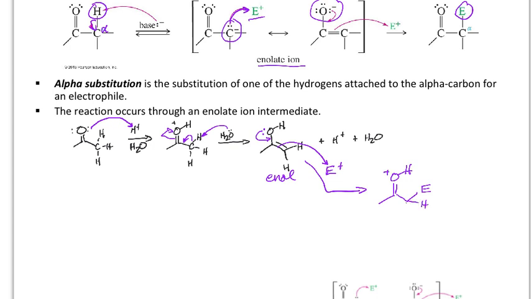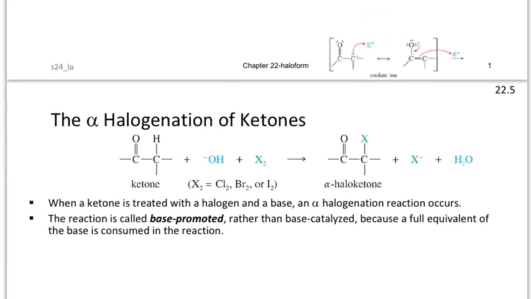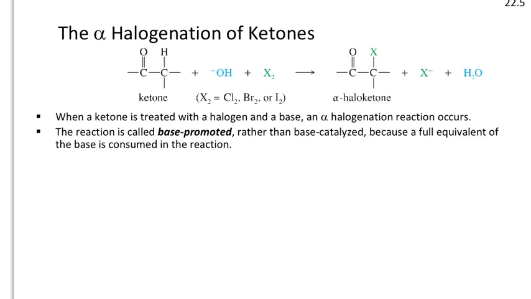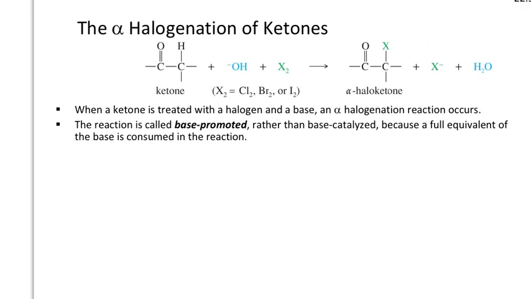Still have a plus charge on the oxygen, and the final step will be one of those things can remove that hydrogen to give us our alpha position substituted with an electrophile. So that's alpha substitution with enolates or enols. So now let's go down to the alpha halogenation of ketones.